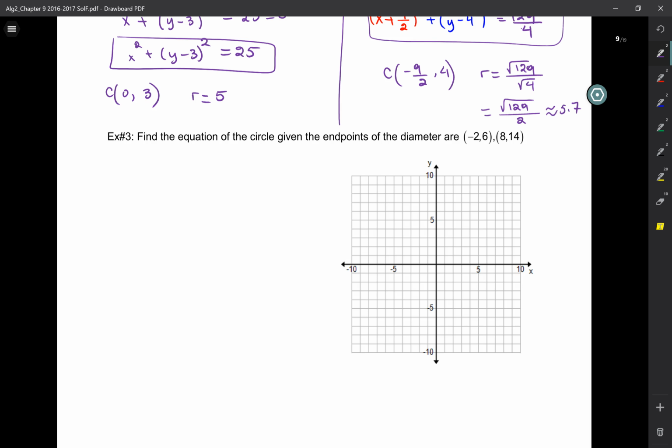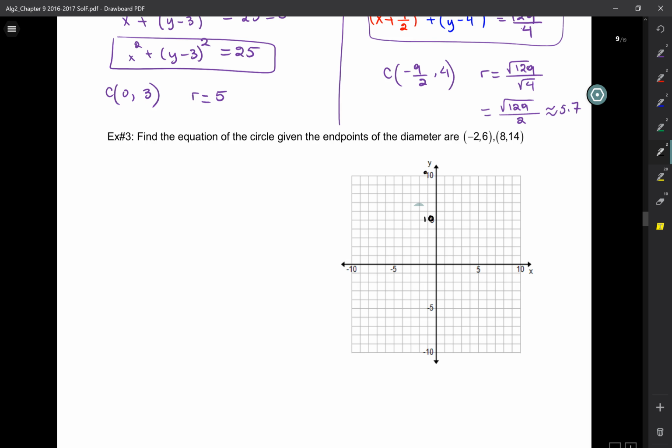Okay, so now this is a little bit trickier. The end points of the diameter. So let's plot this first. One is at negative 2 comma 6 here. And then I have one at 8 and 14. Okay, let's relabel this.